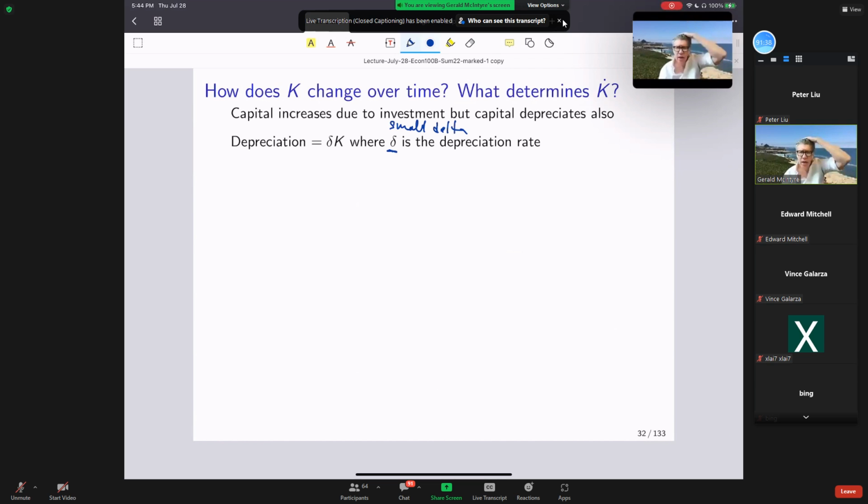Suppose I told you that 4% of the capital stock falls apart every year, and we're using straight line depreciation.